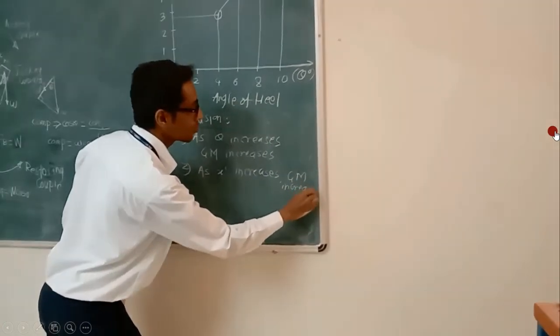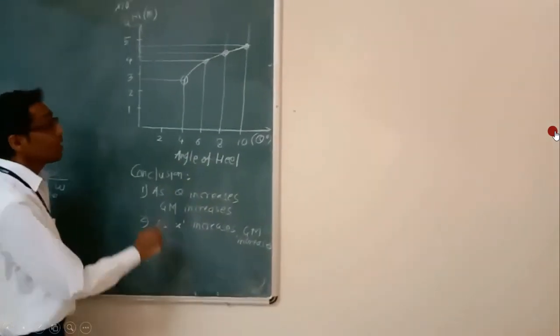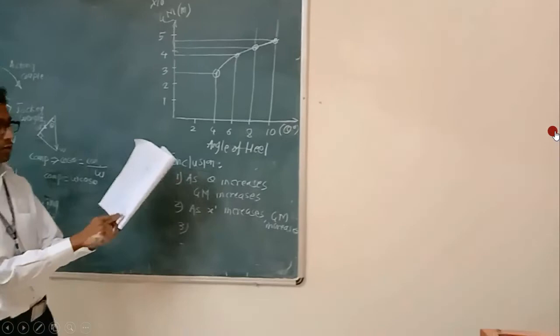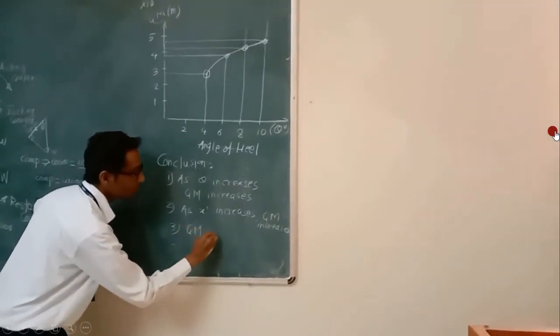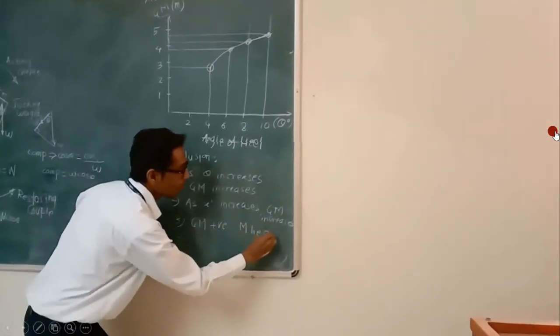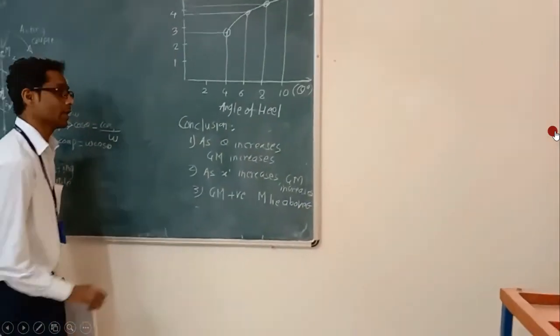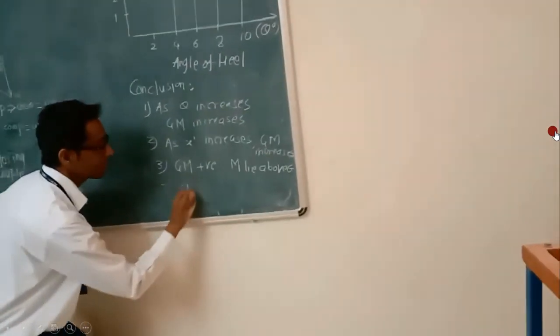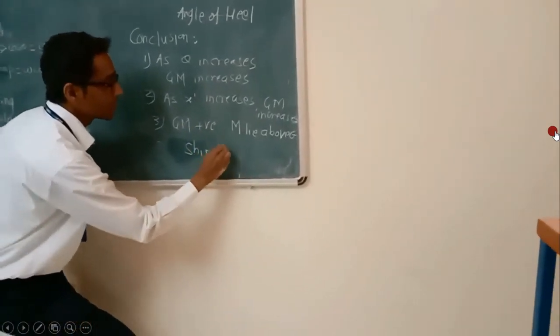This is the second conclusion. And the third conclusion is that all the values are positive. Because GM is a positive value, the metacenter lies above G, point G meaning the center of gravity. When this condition happens, we say that the ship is stable.